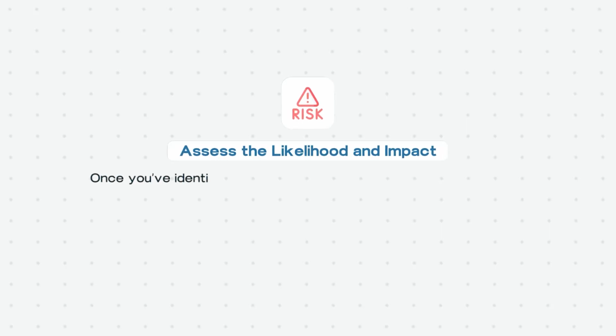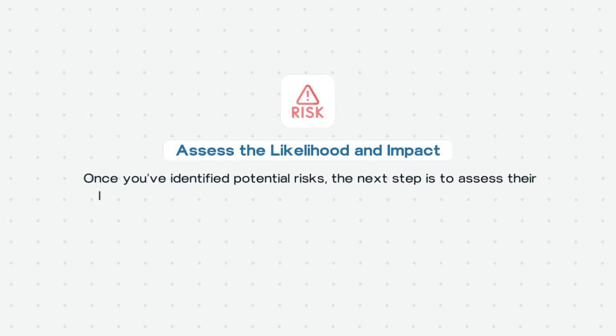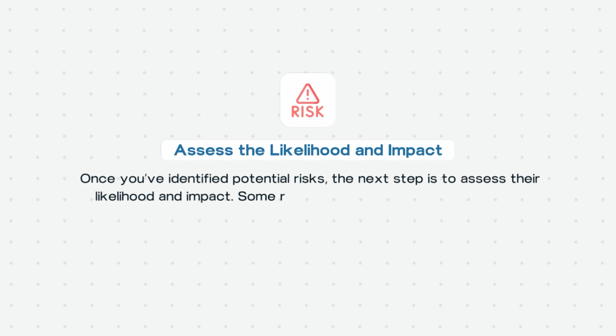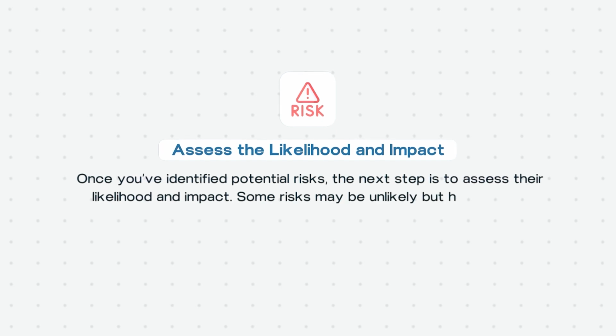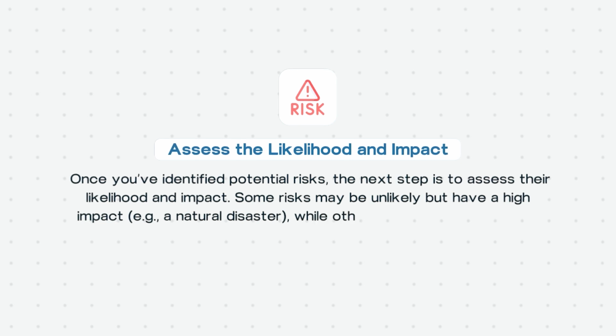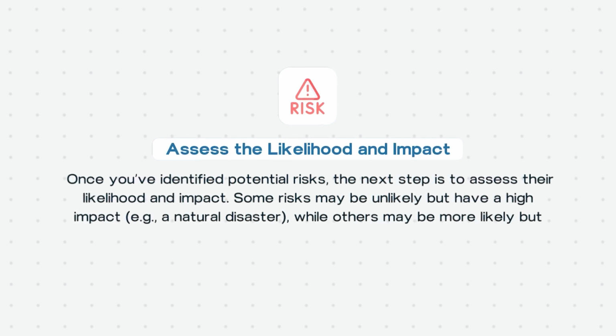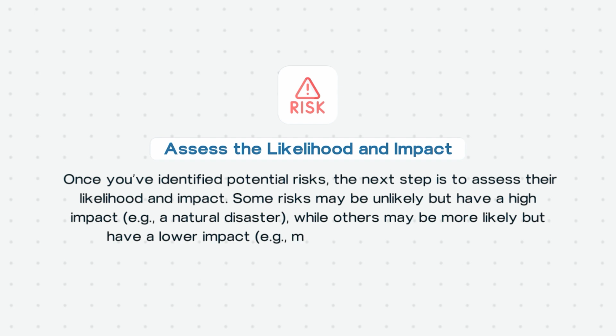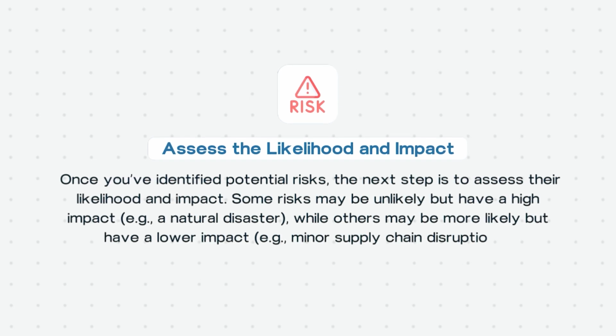Assess the likelihood and impact. Once you've identified potential risks, the next step is to assess their likelihood and impact. Some risks may be unlikely but have a high impact, for example, a natural disaster, while others may be more likely but have a lower impact, for example, a minor supply chain disruption.